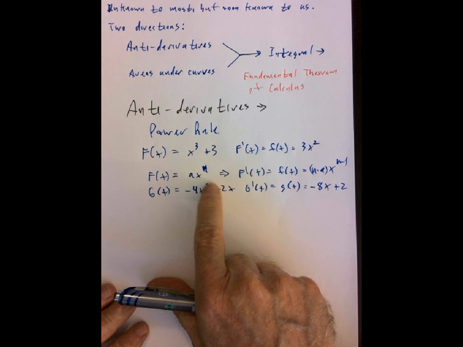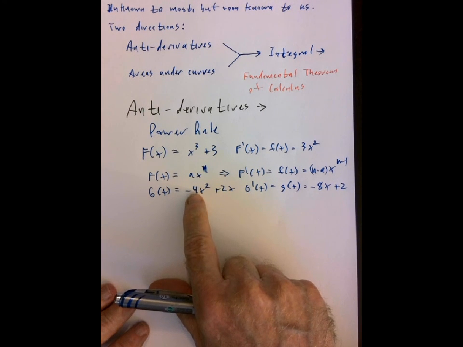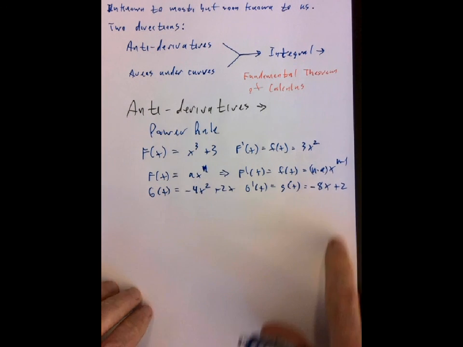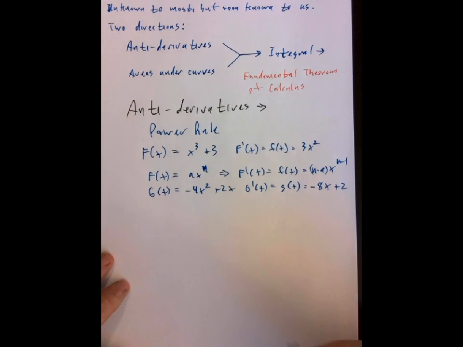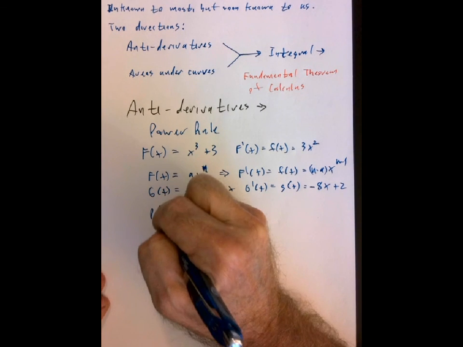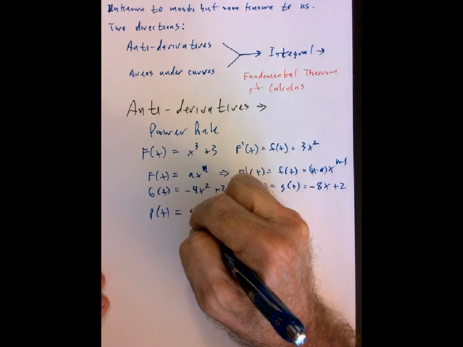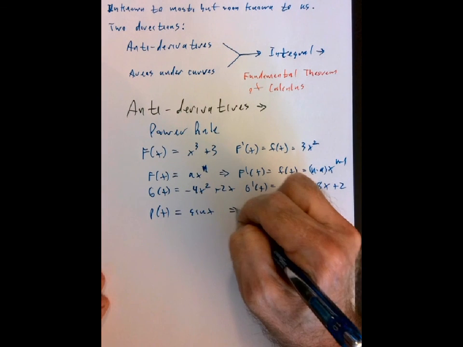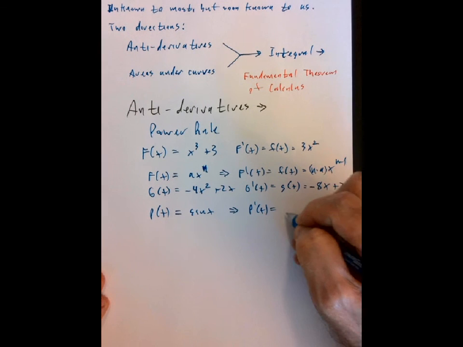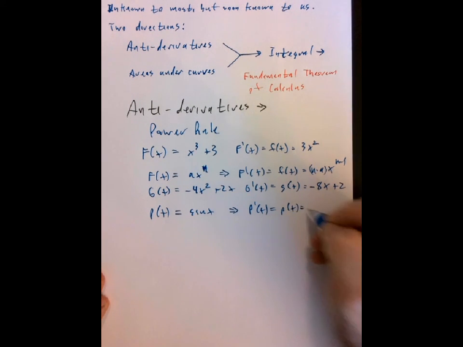Multiply the exponent in front by the coefficient to get the new coefficient, and subtract 1 from the exponent, right? And then we had other kinds of derivative rules besides the power rule, of course. For example, if p of x was equal to sine x, then we knew that the derivative, capital P primed of x, or little p of x, was equal to cosine x, right?